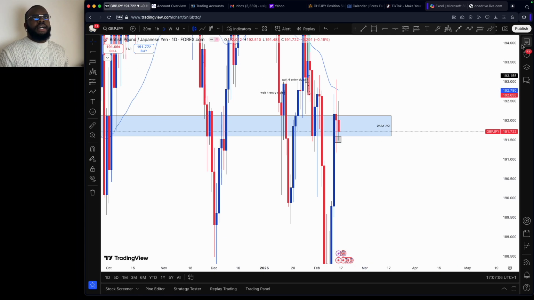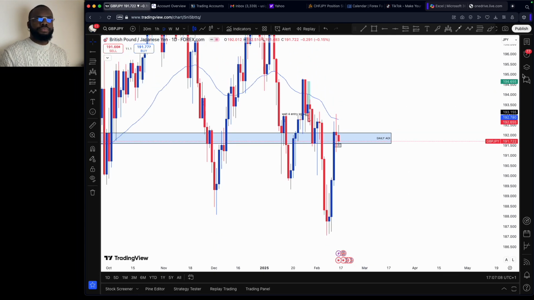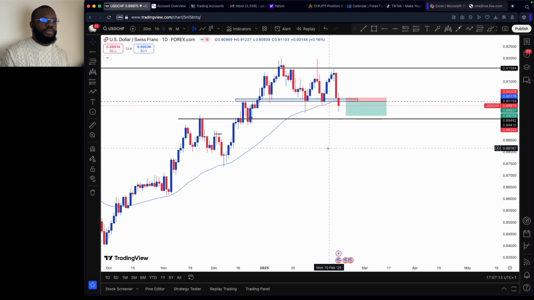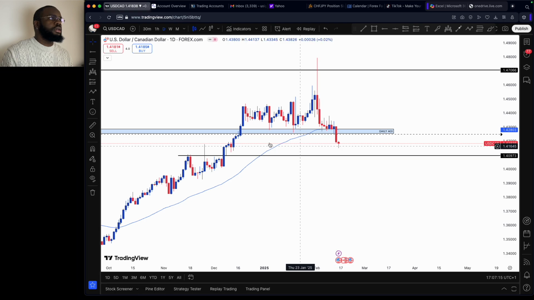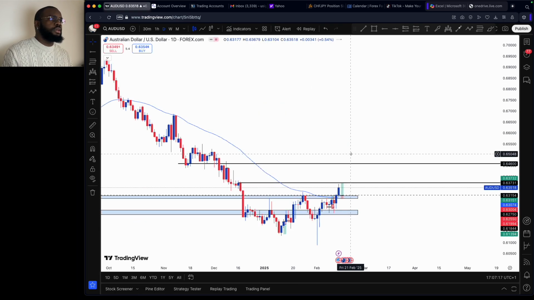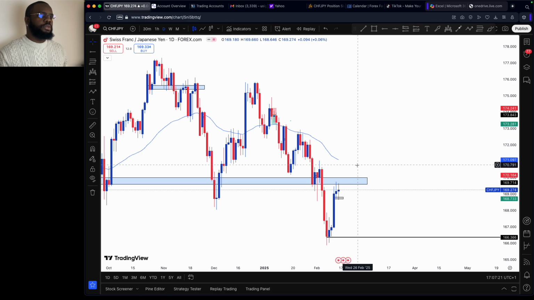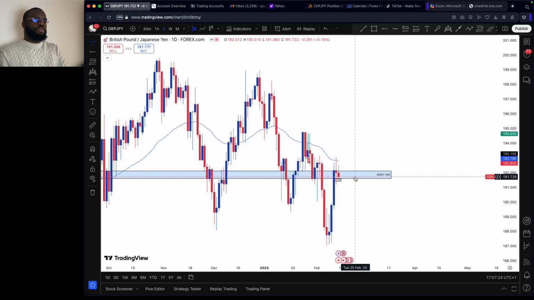So these are the pairs I have for this week: USD CHF for a sell, USD CAD for a sell, AUD USD for a buy, CHF JPY for a sell, GBP JPY for a sell.